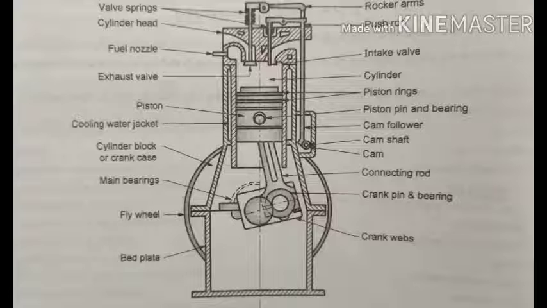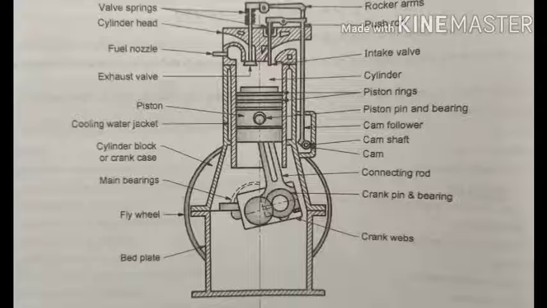Cylinder block or crankcase. The crankcase holds together the cylinder, piston and crankshaft. It is also called a cylinder block if the cylinder liners are inserted into it. Next one is the flywheel. Flywheels are used to take care of fluctuations of the cyclic variation in the speed. It stores energy during the power stroke and releases it during other strokes, giving nearly constant output torque. Next one is the bed plate. The lower portion of the crankcase, which is bolted to the foundation, is called the bed plate.